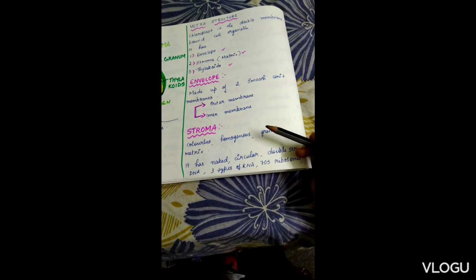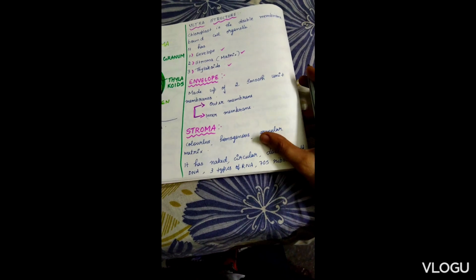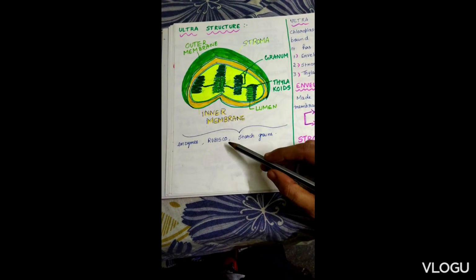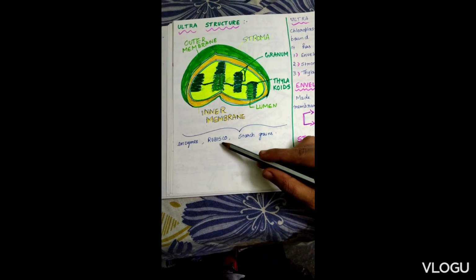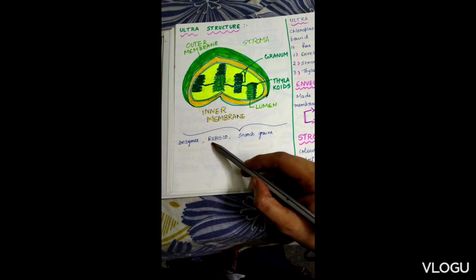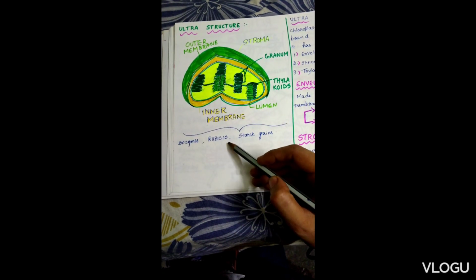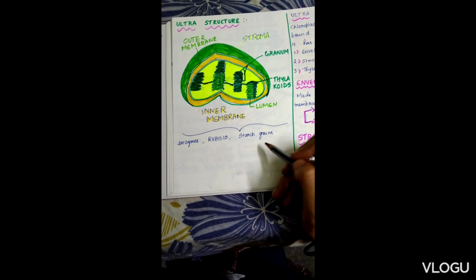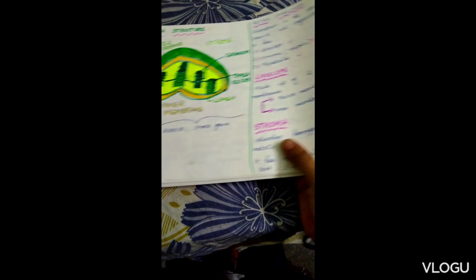RNA are of three types. They are having ribosomes, that is 70S ribosomes. Enzymes are there. Enzymes mainly it is rubisco. This detail also you will be learning in the upcoming videos. Ribulose bisphosphate carboxylase oxygenase. This is the enzyme which helps in dark reaction, and also starch grains are present.